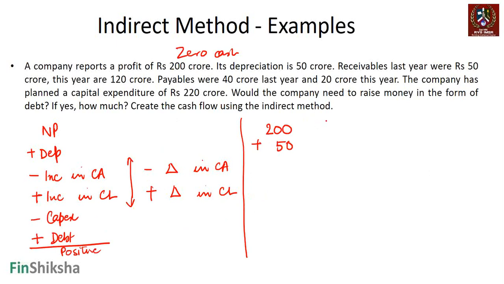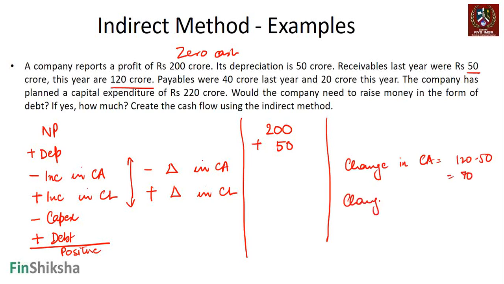What is the change in current assets, right? Let's work out the change in current assets. So current assets are receivables. Last year is 50, this year is 120. So change in current assets is equal to 120 minus 50, which is 70, correct? Also look at a change in current liability, that's equal to 20 this year and 40 last year. So 20 minus 40, remember this year minus last year, is minus 20, right?